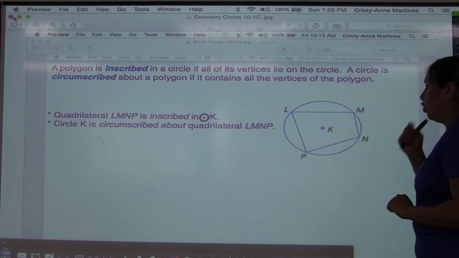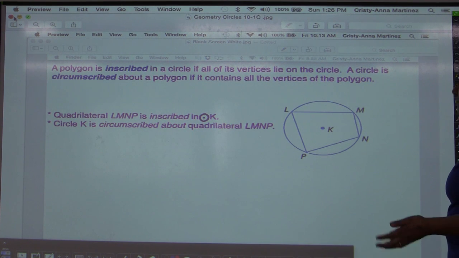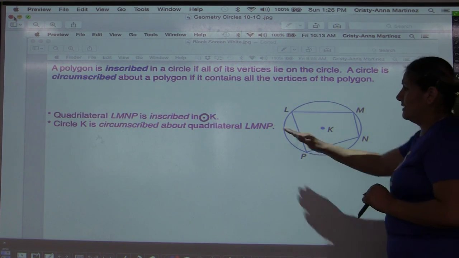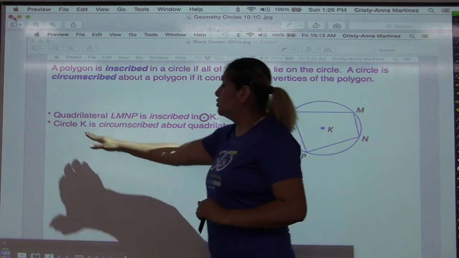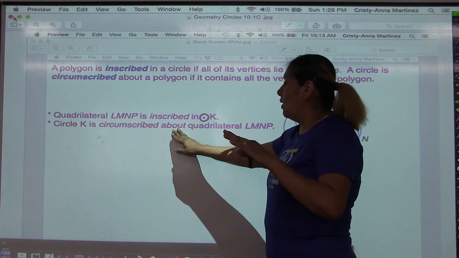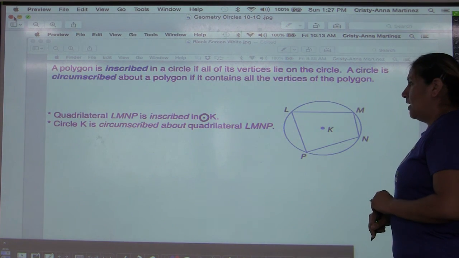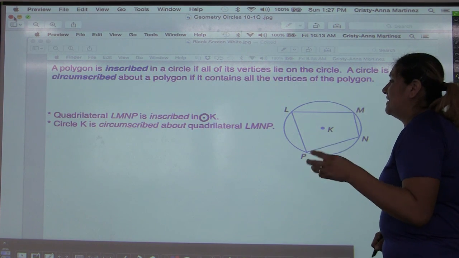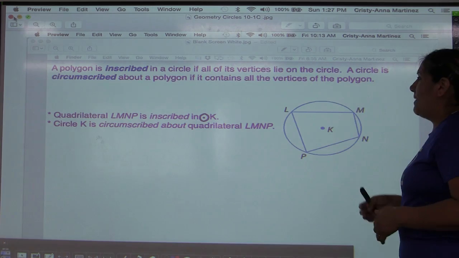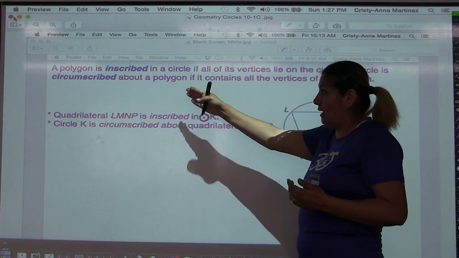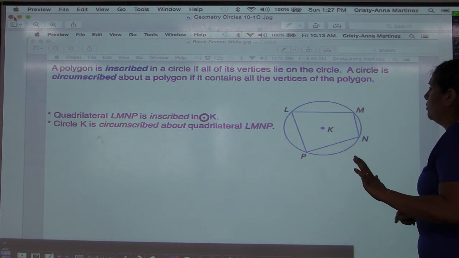A circle is circumscribed about a polygon if it contains all the vertices of the polygon. So there are basically 2 different ways of saying it. Notice that the first sentence is talking about the polygon. The polygon is inscribed in the circle, but the circle is circumscribed about or around the quadrilateral. So it's basically a matter of how you're going to say it. If you want to talk about the quadrilateral, then you're going to say that it's inside the circle. But if you're talking about the circle, you're saying the circle is outside the polygon. That's basically the difference between saying inscribed versus circumscribed. Okay, so polygons are inscribed, circles are circumscribed. Just wanted to clarify that for you.